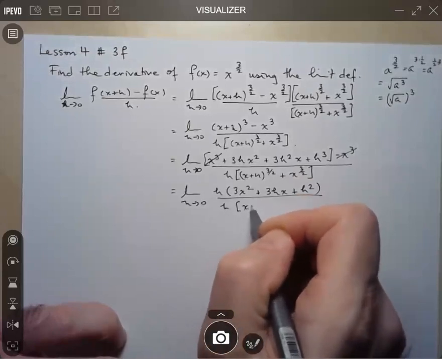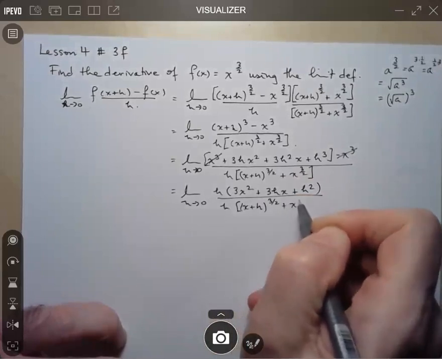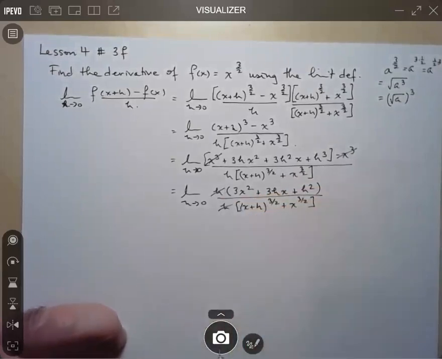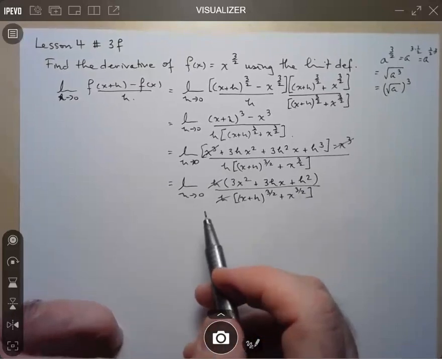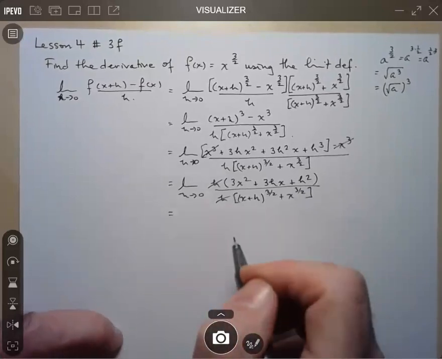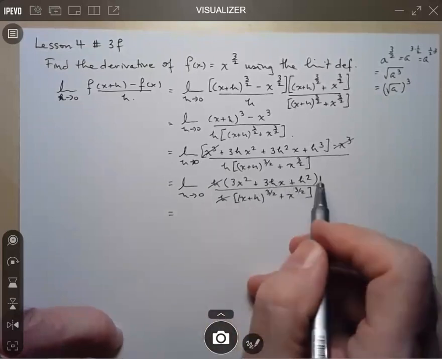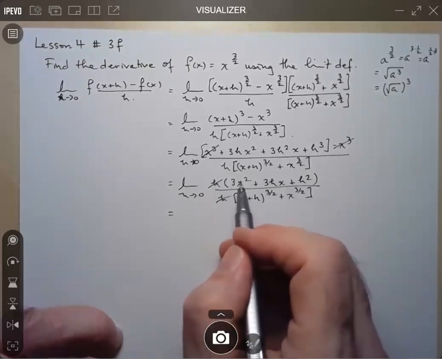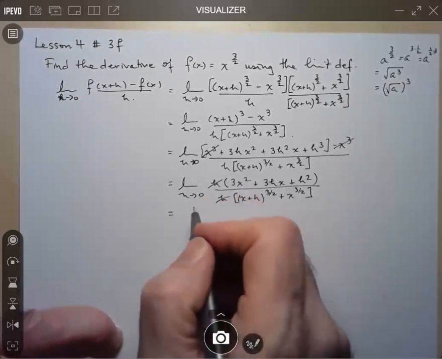Let me just write all this out. And we have exactly what we were hoping for. The h's cancel out, and now I have something that I can evaluate as h approaches 0. Let's see what happens. These two terms are both approaching 0, so they're gone. The only thing that's left is the 3x squared, because regardless of the value of x, it's not affected by h approaching 0.